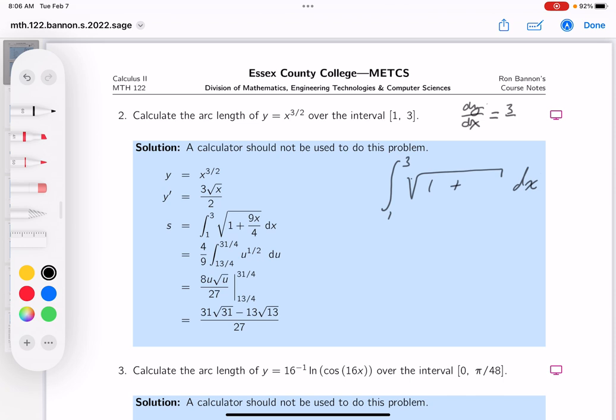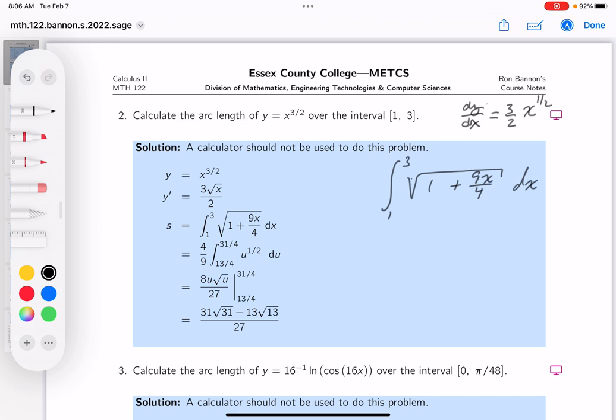And what's that going to give me? That gives me 3 halves, and then you get x to the power reduced by 1, so it's 1 half. And I have to square that, right? And squaring it's not that bad. You're going to get 4, right? And squaring the 3 you get a 9. And squaring x to the 1 half, you just get an x.